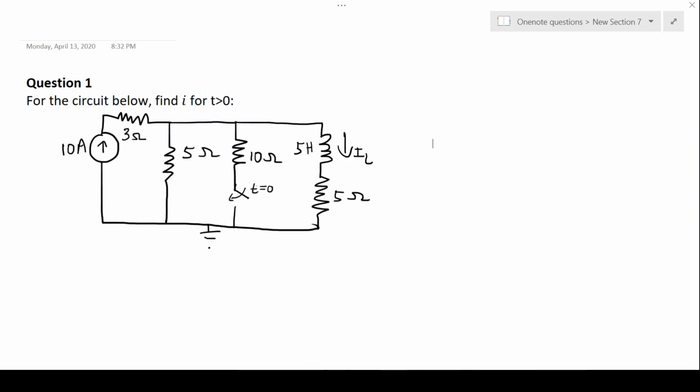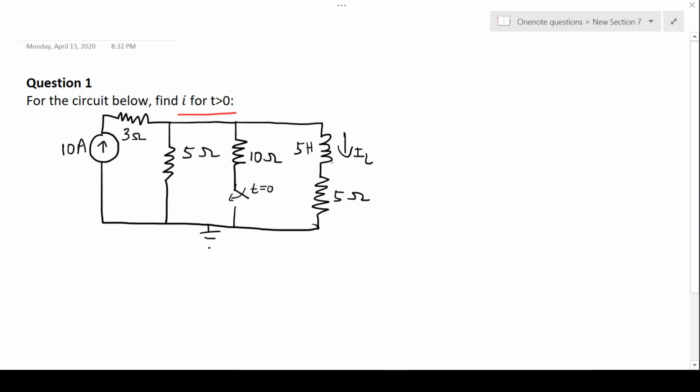Hello everyone, and welcome to this example recording on the step response of an RL circuit. So the example we're going to be looking at reads as follows. Determine for the circuit below the current I for t greater than 0.